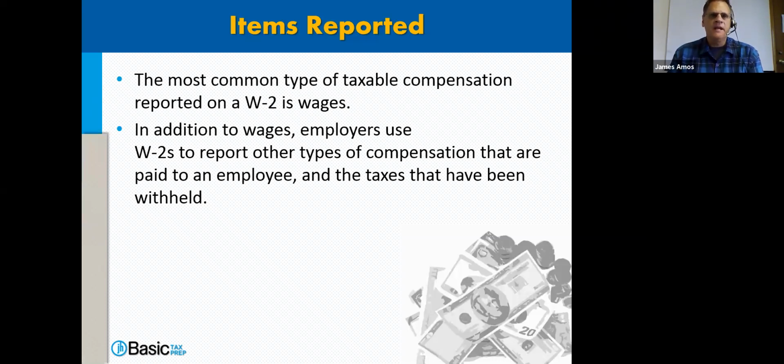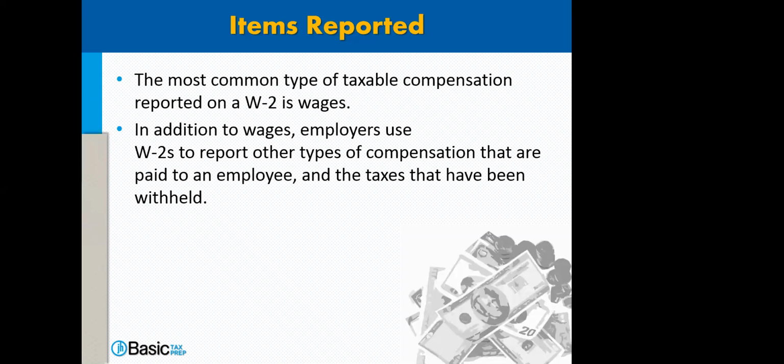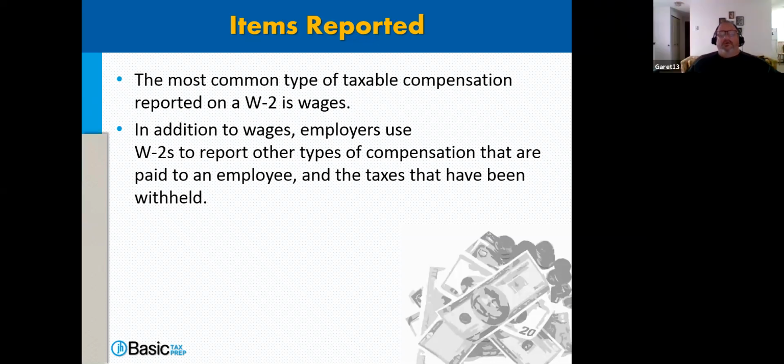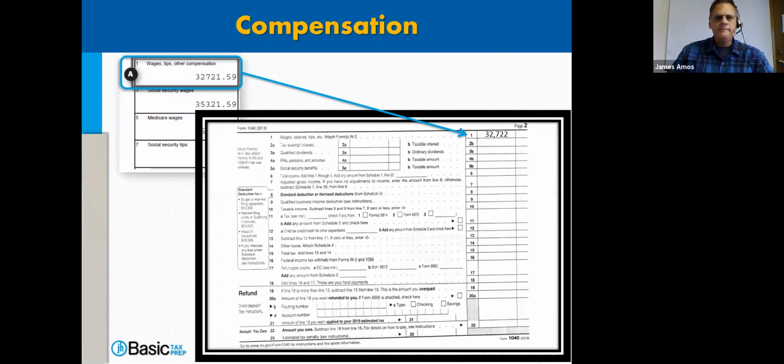You can have something in like box 10 that can mean two or three different things, and you just have to know the circumstances to know how to report it and what it means. So in addition to wages, employers use W-2s to report other kinds of compensation that are paid to an employee. And we're going to talk about those in a minute. So this is what you do.